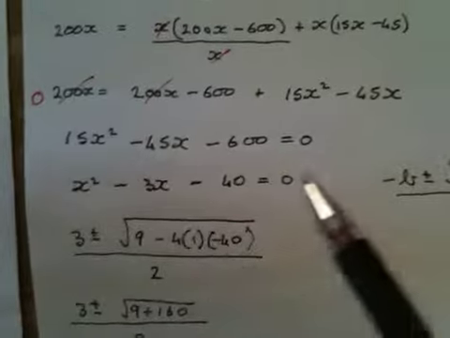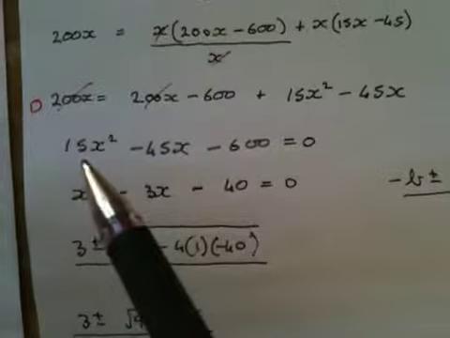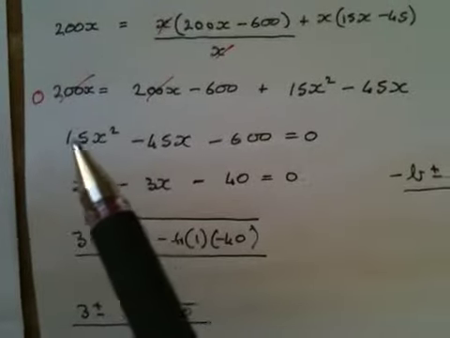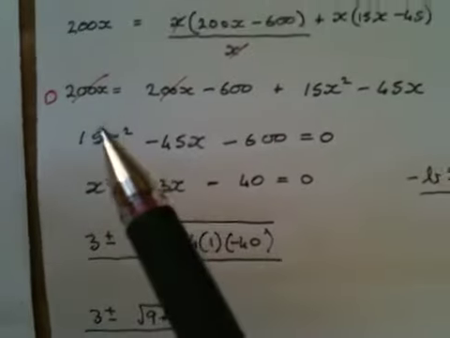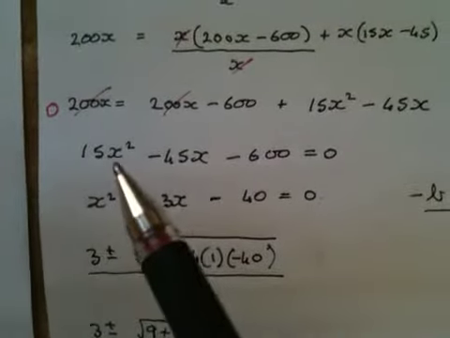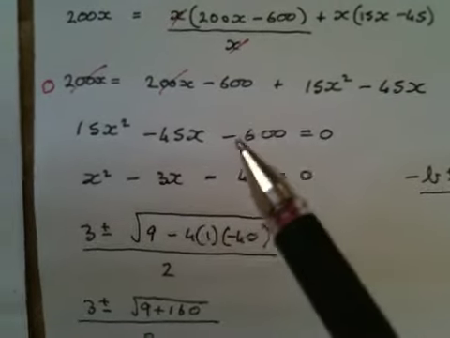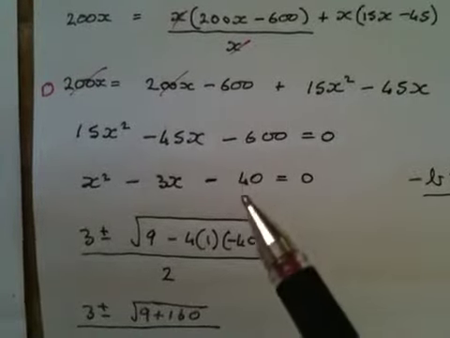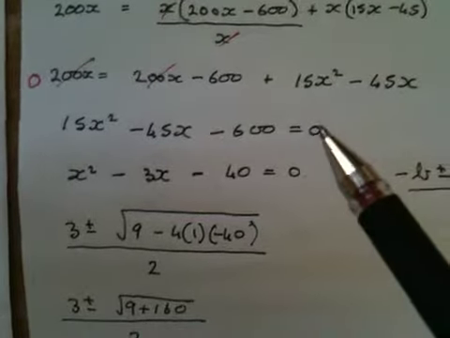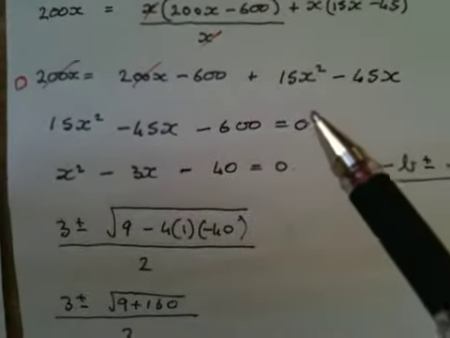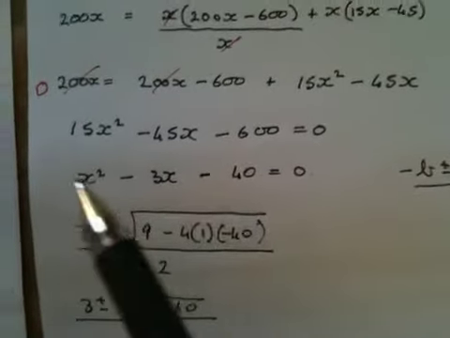Now we could try and factor that straight away, or we could plug it into the quadratic formula to solve it. But we can tidy it up a little bit more by getting rid of the common factor 15 across here. So I'm going to divide each term here by 15. So 15x squared divided by 15 is x squared, minus 45x divided by 15 is minus 3x, minus 600 divided by 15 is minus 40. Well, it's an equation. I have to do everything on the left and the same on the right. 0 divided by 15 is still 0. So this is a much neater looking one.